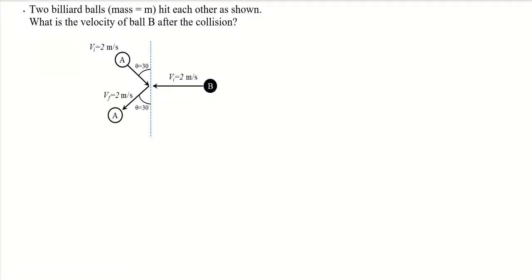Last video, we looked at the idea of momentum, conservation of momentum, impulse, and all of those concepts. Today, we're going to look at a quick example of how conservation of momentum can be useful.